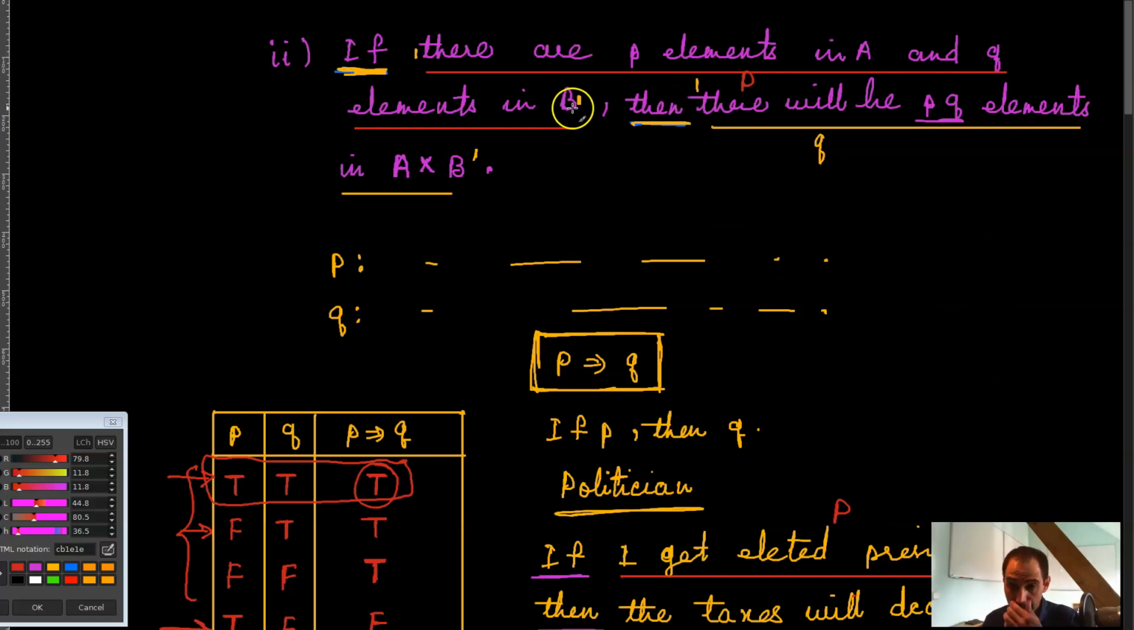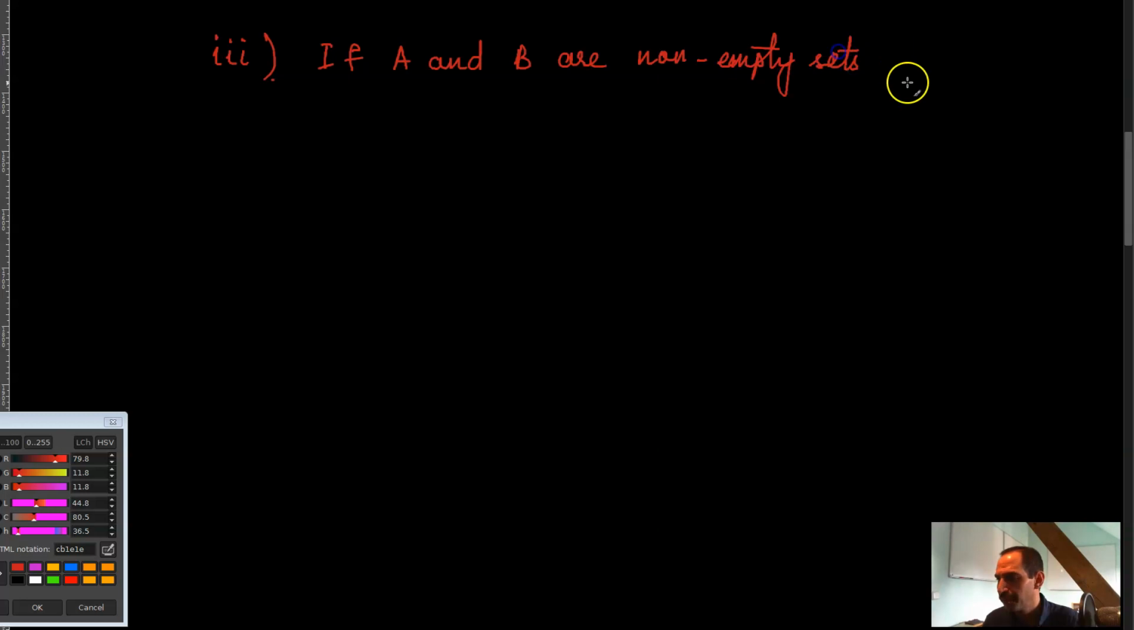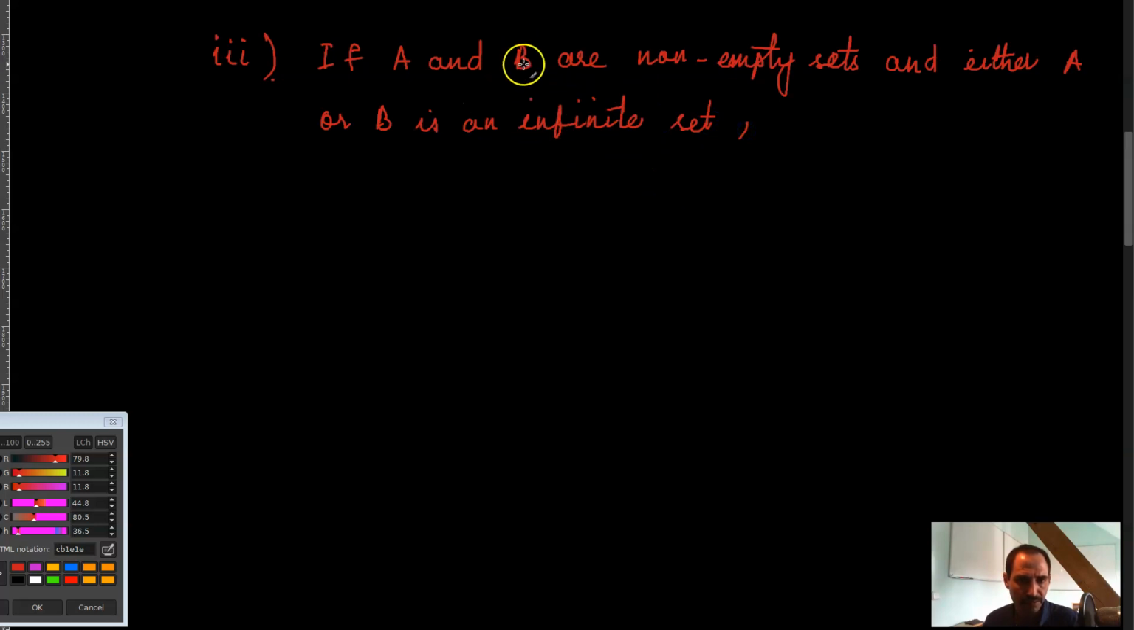So that is basically statement number two. And statement number three is: if A and B are non-empty sets, and either A or B is an infinite set, meaning that you don't know the number of elements of A or B, then so is the Cartesian product of A and B, meaning that this set is also going to be an infinite set.